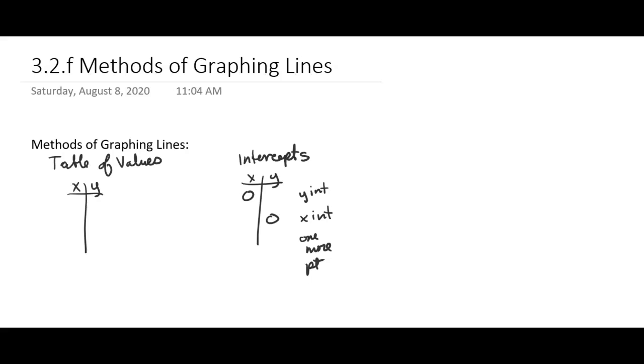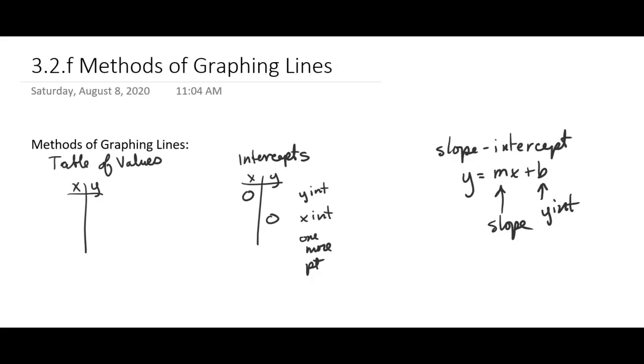And then we have graph using slope intercept. And by that intercept, we mean the y-intercept. We don't call it the slope y-intercept form usually, we just say slope intercept. And so you have y equals mx plus b, and then you use the y-intercept, plot that, and then count the slope. Okay, so those are the three methods. My favorite method is the slope-intercept method if it's set up that way, but the other methods are good too.